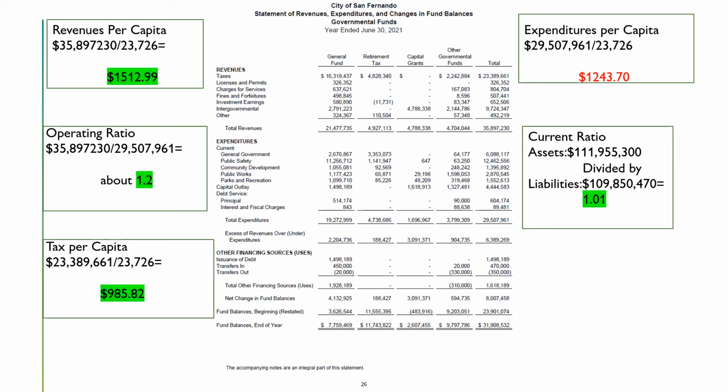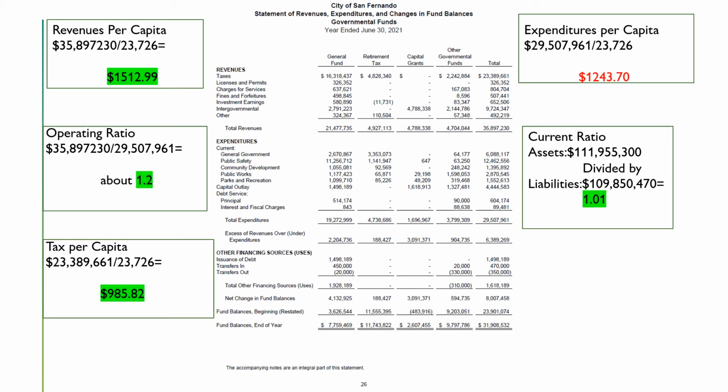Next, we will be looking at the indicator for operating ratio, and that is measured by total revenues divided by total expenses. After reviewing, the ratio is about 1.2. Being positive, that is a good sign of a good operating ratio.